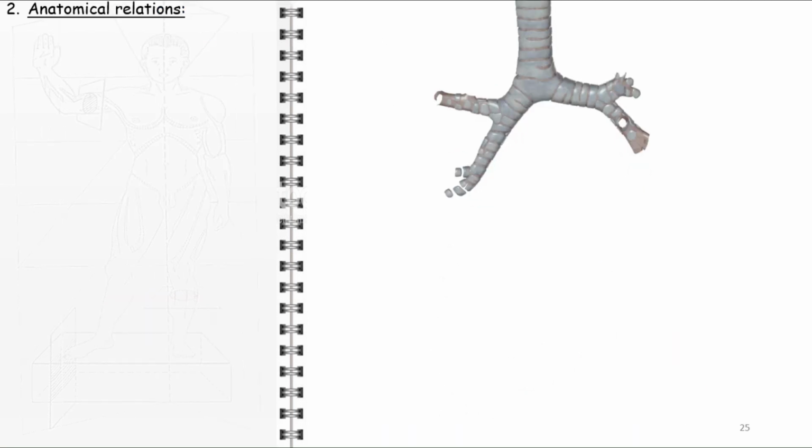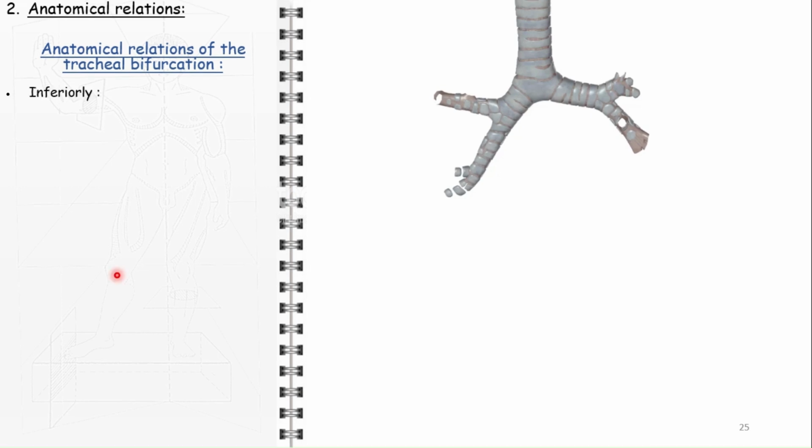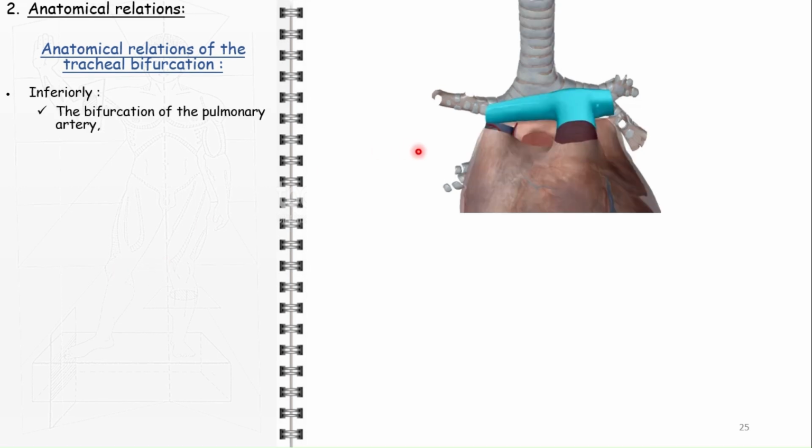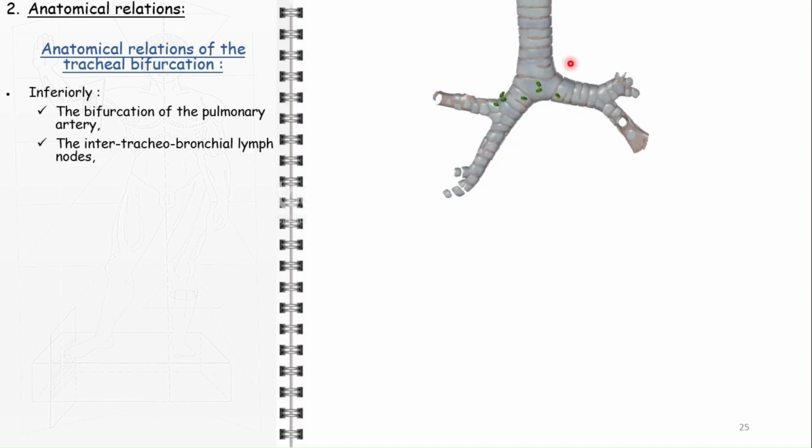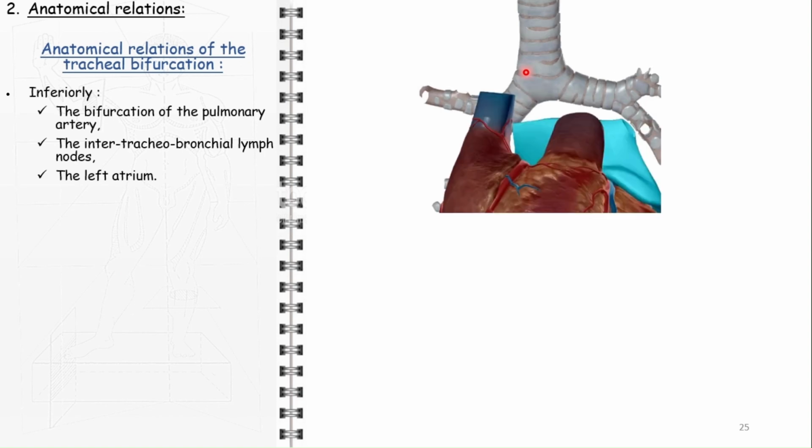Coming up, we'll examine how the bronchi are positioned in relation to the surrounding structures. Starting with the relations of the tracheal bifurcation. The tracheal bifurcation is in relation with, inferiorly, the bifurcation of the pulmonary artery, the intertracheobronchial lymph nodes, and the left atrium, covered by the oblique sinus of the pericardium.